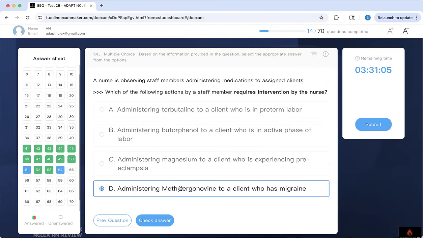Of course, you have to pick D, because methylergonovine, look, it causes vasoconstriction. If you have a migraine, it's going to worsen your migraine. You're more likely to get a stroke. If you have preeclampsia, you can get magnesium. If you are in active phase labor, you can get butorphanol. If you're in preterm labor, you can get what? Terbutaline to slow you down.